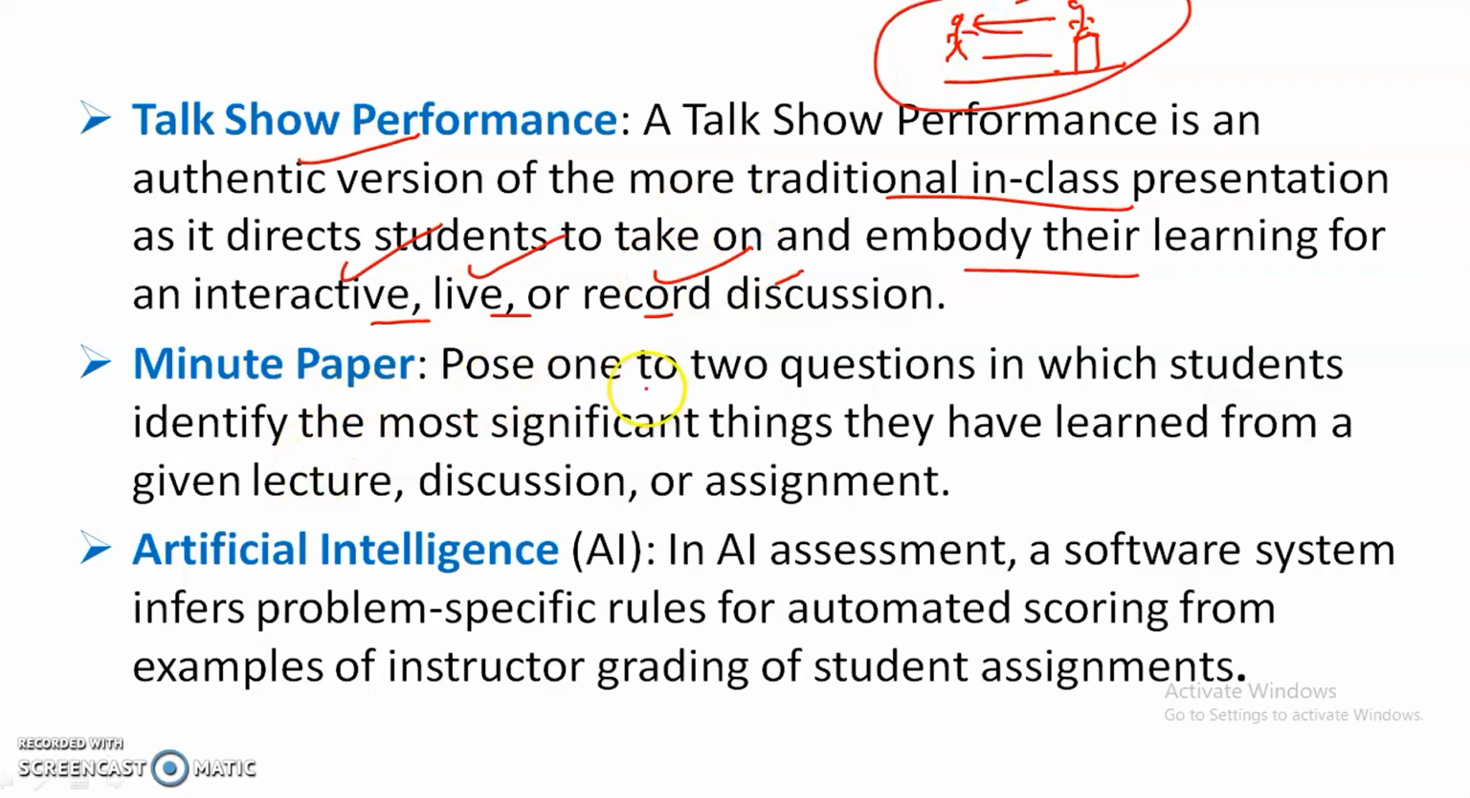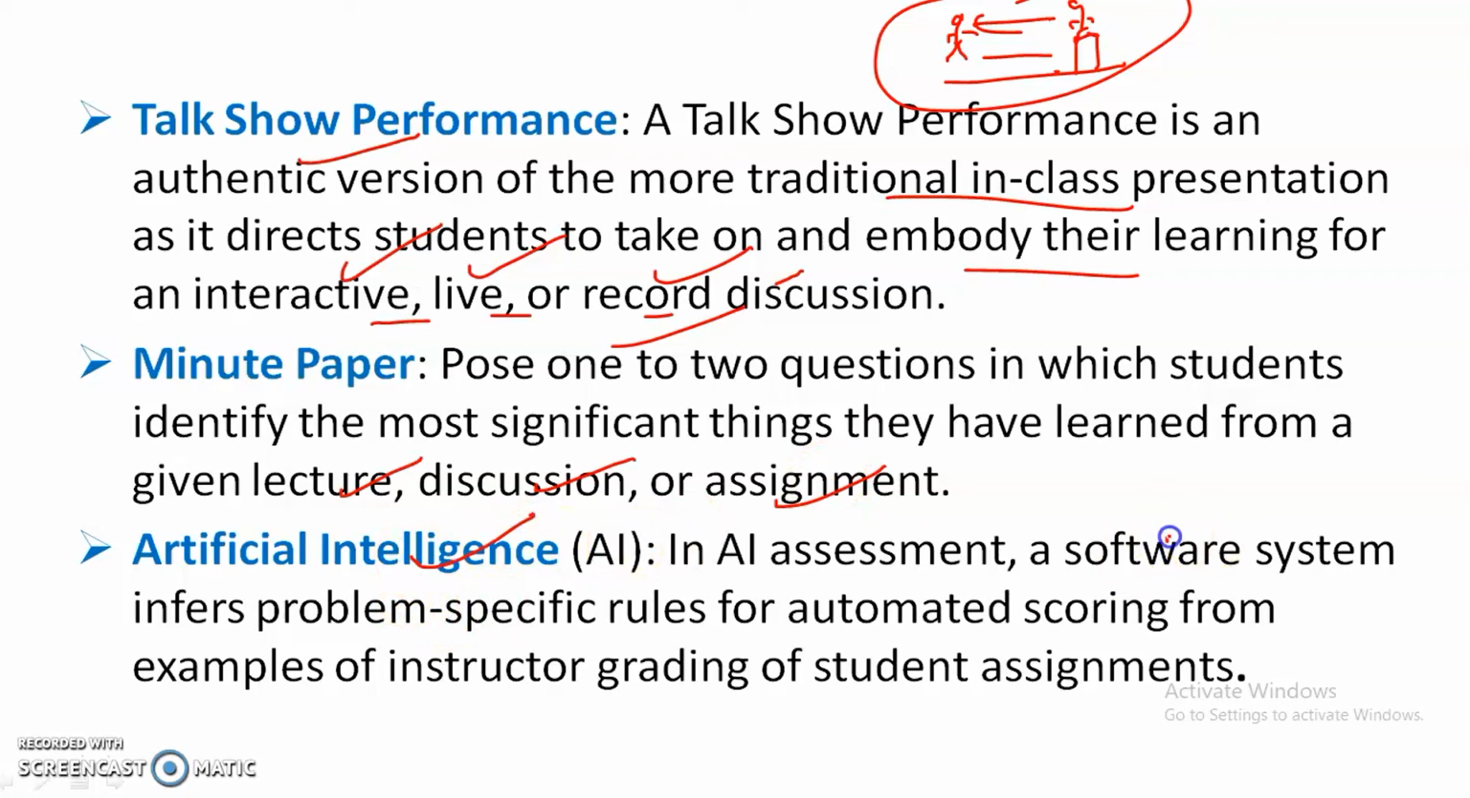And coming to the minute paper, you must pose 1 to 2 questions in which the students identify the most significant things they have learned from a given lecture, discussion, or assignment. That means the students can ask 1 or 2 questions based upon the given lectures or discussions or the assignments. And next one is artificial intelligence.